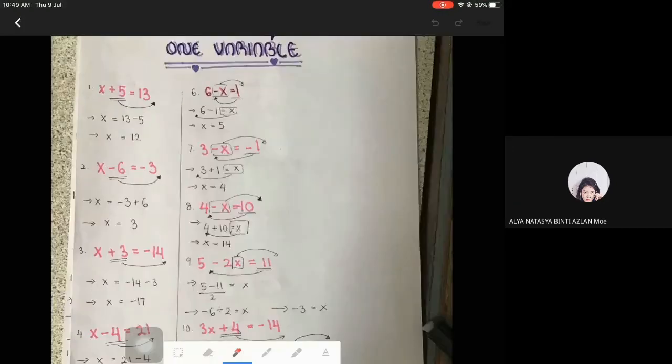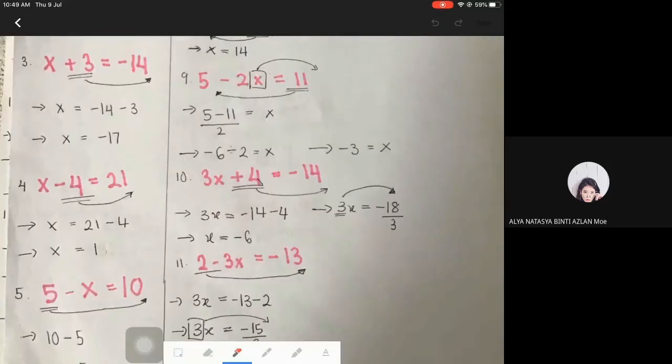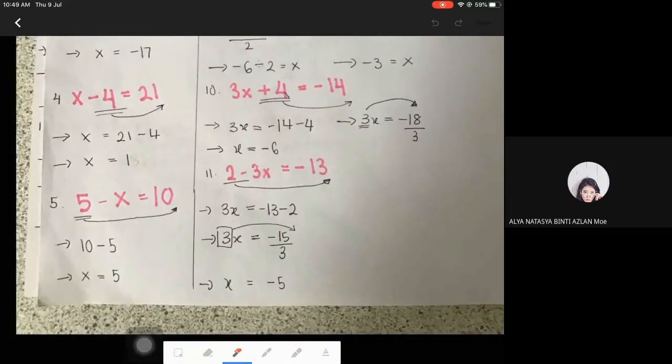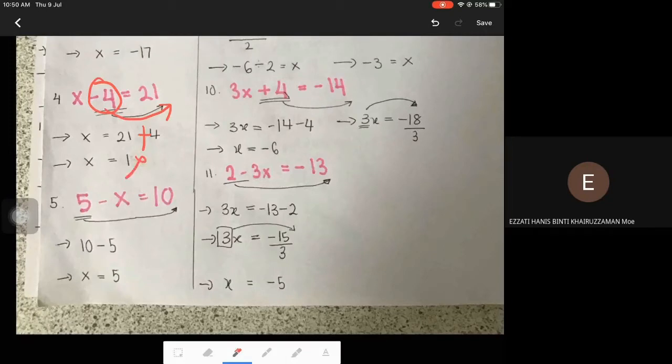Very good. Okay, let's enlarge this. Number 4 and 5. x minus 4 is 21. So she is doing using backtracking method. So minus 4 on the left side, dia bawa ke kanan. Okay. So what should be the sign here? Betul tak ni? Plus. Bila bawa ke sini, negative 4 ni akan jadi plus. Okay, tanda kena tukar ya, jadi plus 4. So the answer is, ini salah lah. The answer is 25.